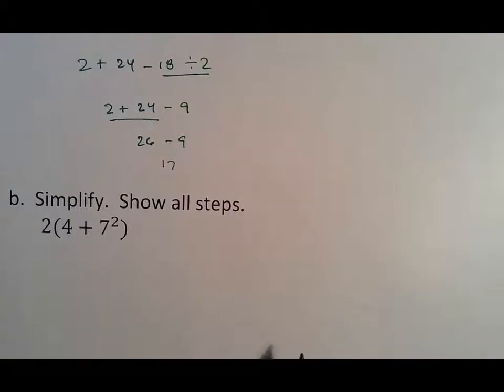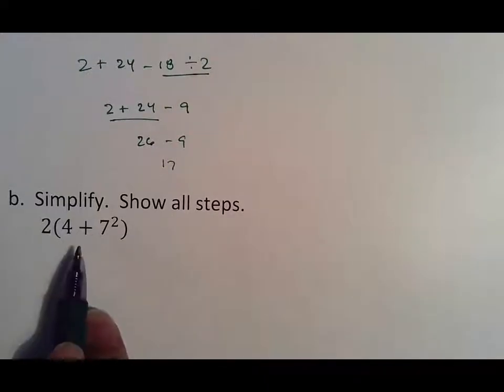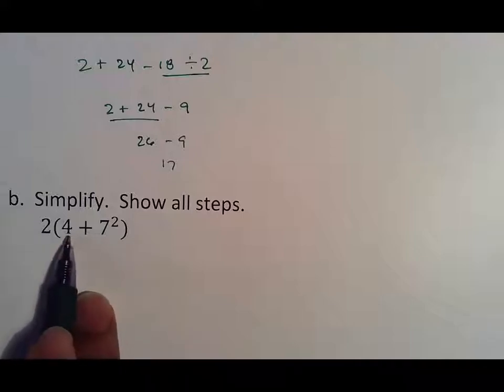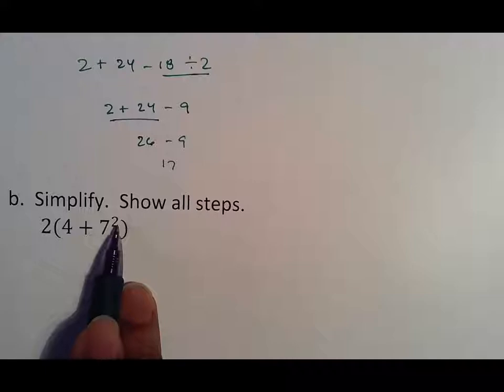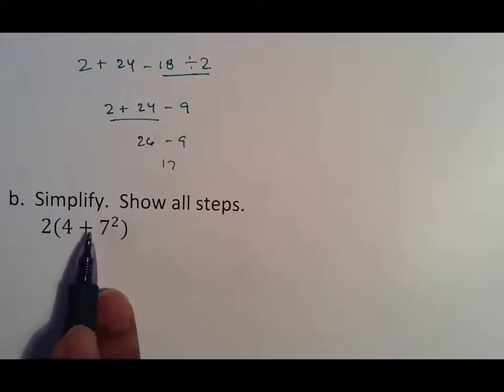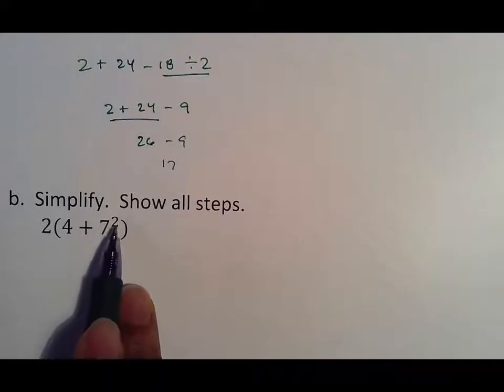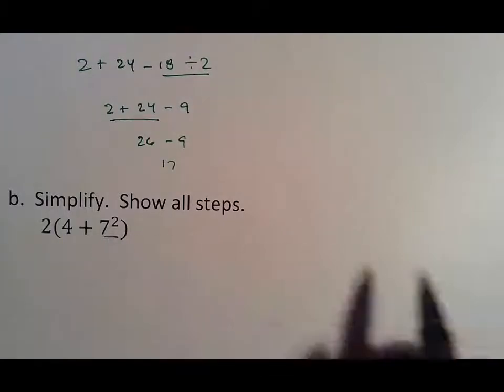B is a little bigger step. Alright, in B you have a parentheses. Inside this parentheses you have addition and an exponent. Well, which one is higher on that list based off what we talked about? That's a student and that is an administrator, so it would be the 7 squared.